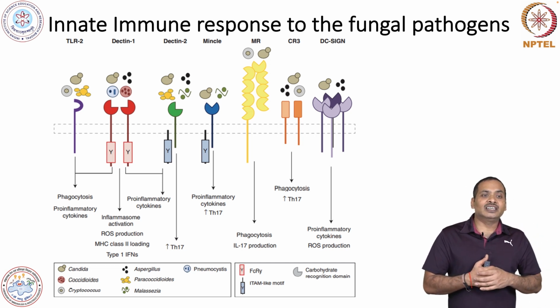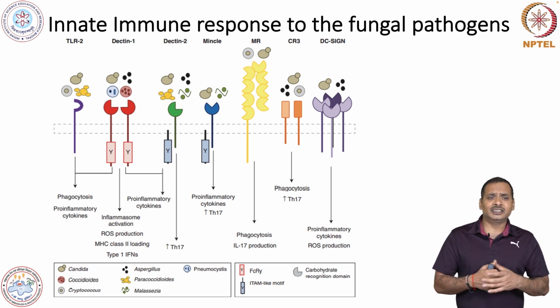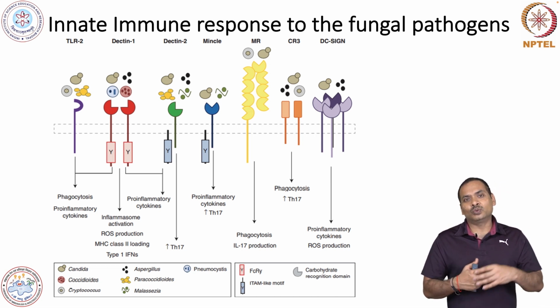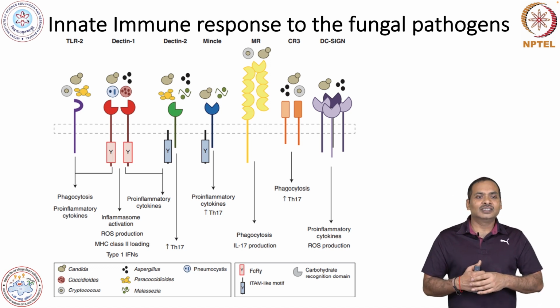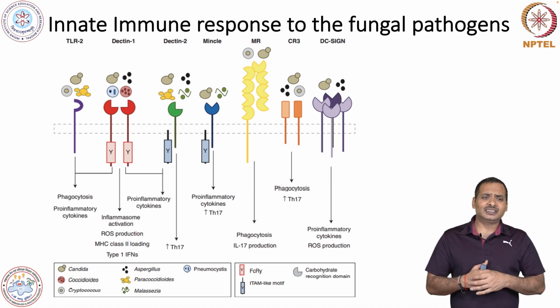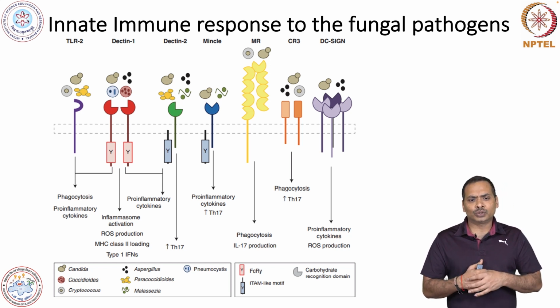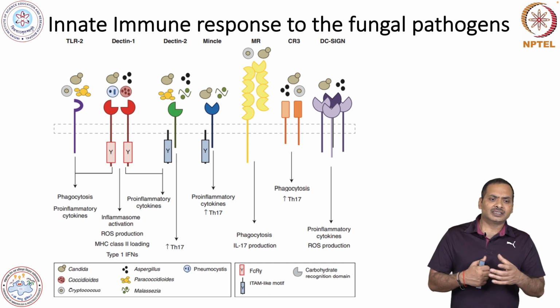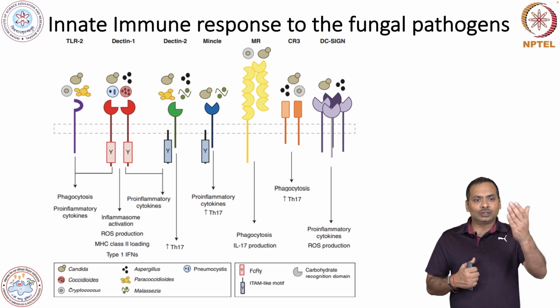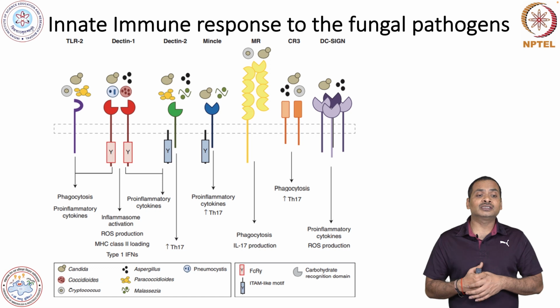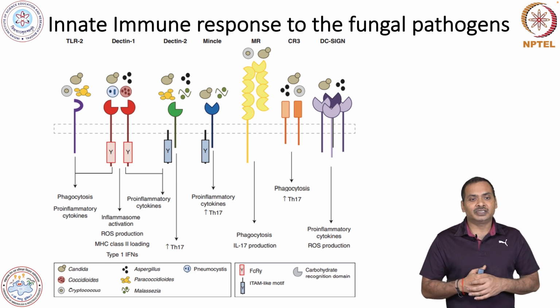So here you can see that TLR2 can sense. There is a scheme below, a panel which explains what each sensor can sense. In the case of TLR2, it can sense Candida, Paracoccidioides, and also Cryptococcus. Upon sensing, they can induce phagocytosis and pro-inflammatory cytokines.